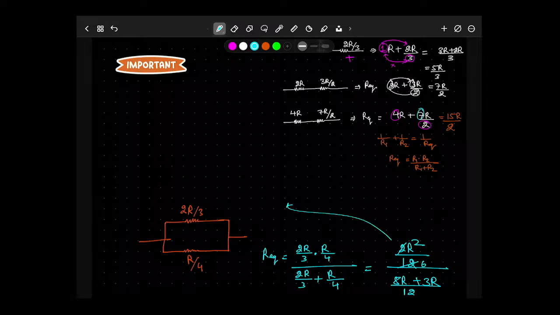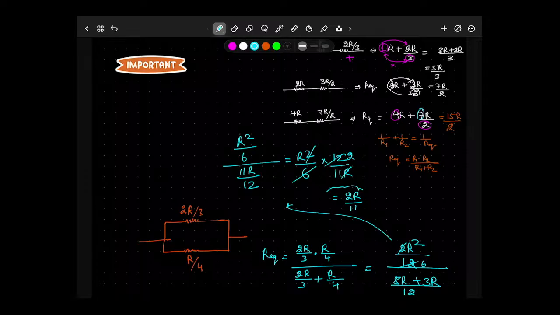So explaining it here, it becomes R square by 6 divided by 11R by 12. That is R square by 6 into 12 by 11R. So R gets cancelled and it will become 2R by 11. 2R by 11 it will become, right? So basically the result is 2R by 11. This is R equivalent, right? 2R by 11.